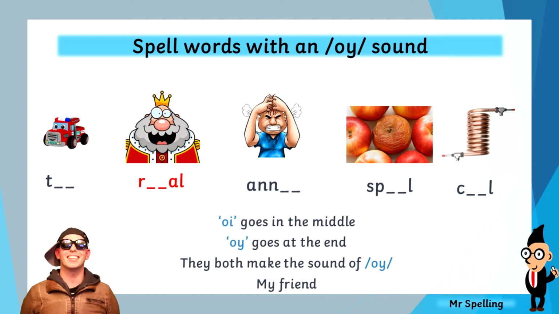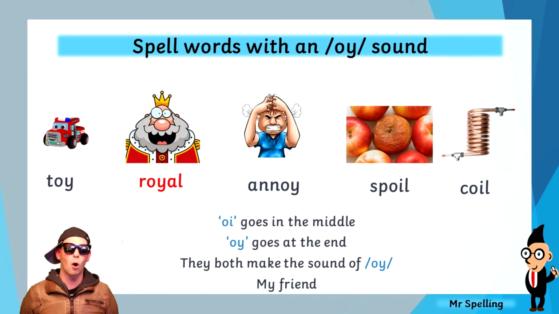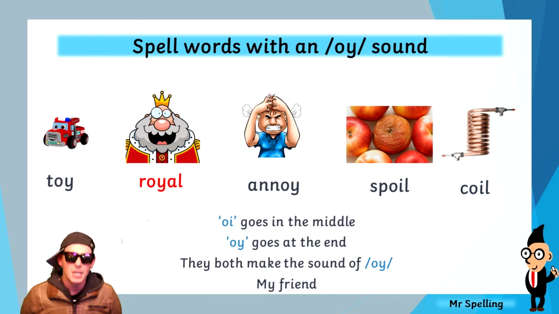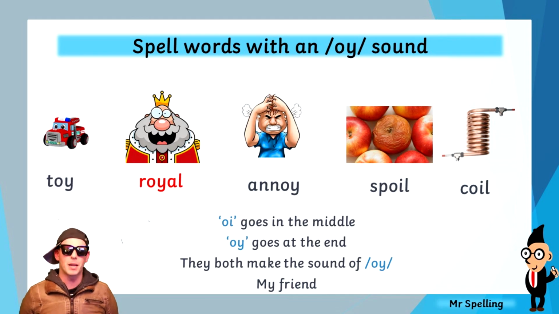If you need more time to answer the questions, you can pause the video. If not, here are the answers. The first word, the oi sound, was at the end and it was toy, spelt T-O-Y. Our next word was in red and it was one of the most common exceptions, and it's royal, spelt R-O-Y-A-L. The word in the middle was annoy, the oi sound at the end, so it was spelt O-Y, A-N-N-O-Y. Our next word is spoil, S-P-O-I-L, and our final word is coil, C-O-I-L.